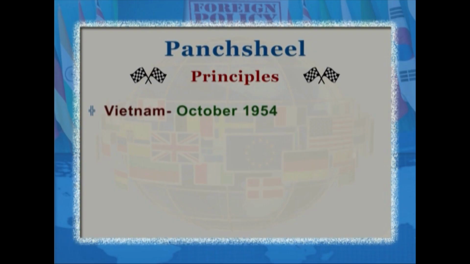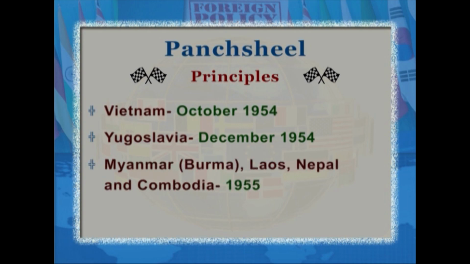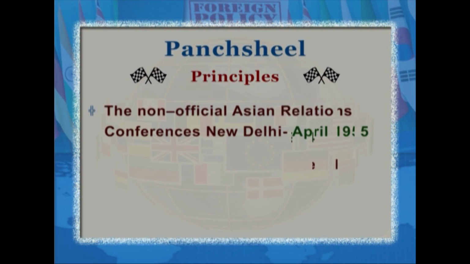After the acceptance of Panchsheel by India and China, several other nations came forward to accept it. In October 1954, Vietnam and in December 1954, Yugoslavia accepted it. In 1955, this principle was accepted by Myanmar, that means Burma, then by Laos, Nepal and Cambodia. The non-official Asian Relations Conference in New Delhi, held in April 1955, also adopted the Panchsheel principles.